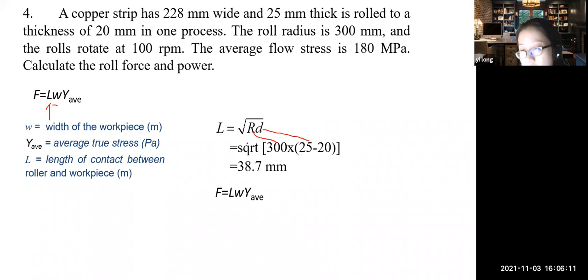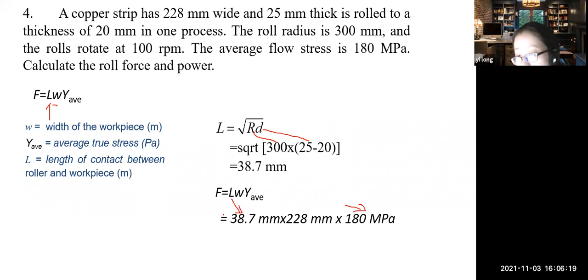Okay. So let's continue. So this one is given to you already, right? Flow stress is 180. So this will be the 38.7 and 228. Oh, it's 1.59. Yeah. Jaden, thank you so much. Okay, I insist that you answer correctly. Very good, Jaden. Well done. 1.59. Yeah, I'm very happy that you put the correct unit.